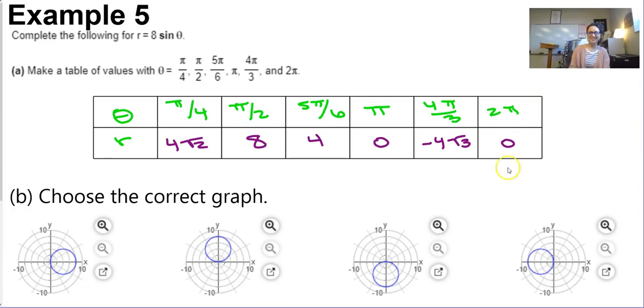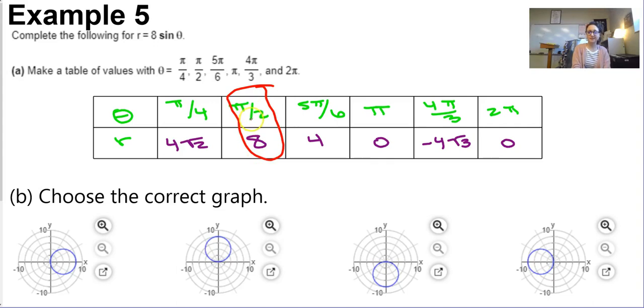What I would recommend is looking at where you have some nice values. Particularly, I find it easiest to look at your quadrantal angles, meaning 0, pi over 2, pi, 3 pi over 2, 2 pi, especially where you don't have a 0 for your R. So what I would really zone in on, very hard to circle with this tablet, is this value here. So I want to be on the 8th circle at pi over 2.